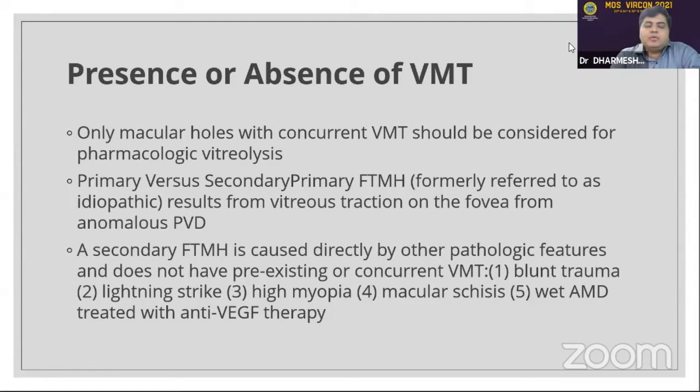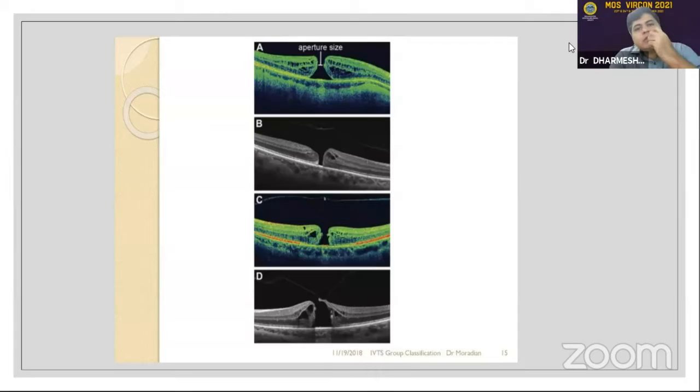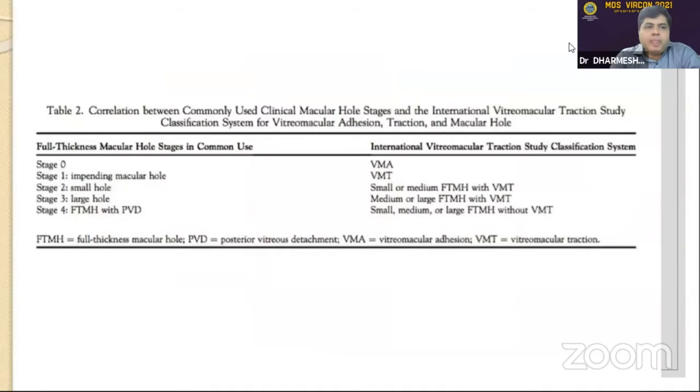It can again be diagnosed as primary or secondary full thickness macular hole. Primary is idiopathic. Secondary can be blunt trauma, lightning strike, high myopia, macular schisis, wet AMD after anti-VEGF. So here we measure the aperture size on the OCT and we classify as small, medium or large, and along with that the vitreomacular traction or posterior vitreous status can be diagnosed on the OCT.